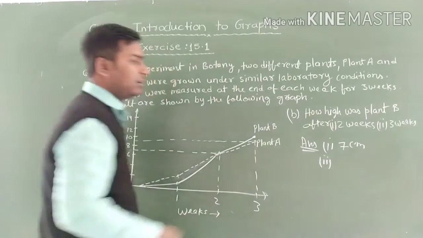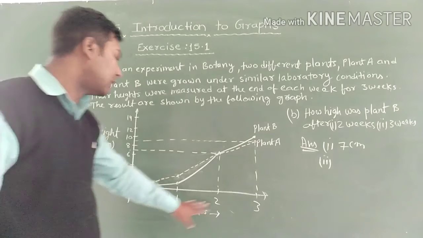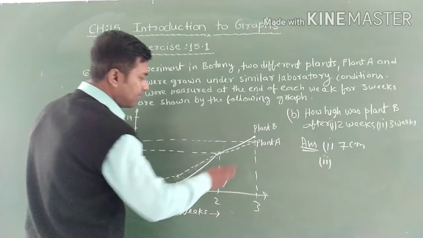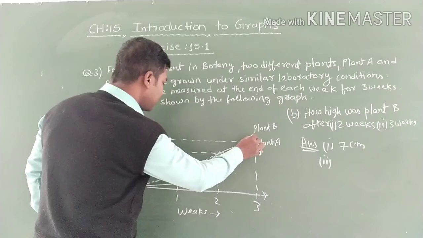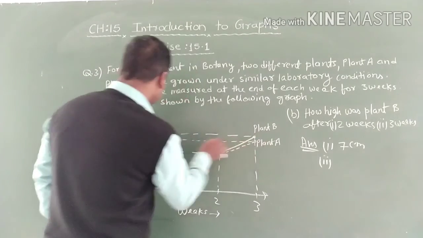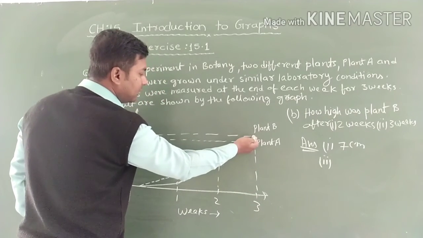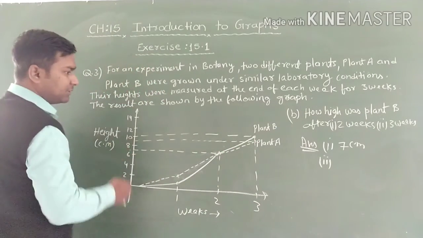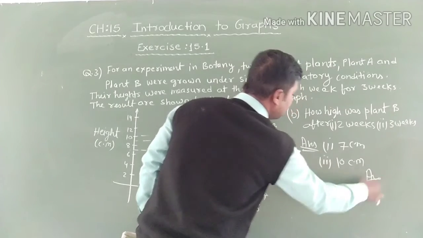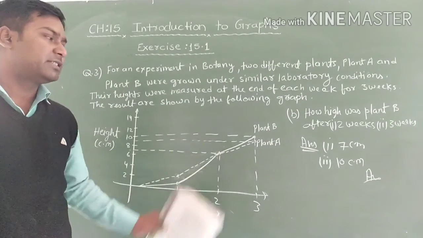And the second, after 3 weeks, we have to state what is the growth of the plant. So after 3 weeks, the simple line is represented here at this point. So draw another line at the y-axis. So this will be 10 centimeter. So after 3 weeks, the graph represents 10 centimeter. Okay. So this will be 10 centimeter. And this is the answer. Okay. It's very easy. Now next one, that is C part.